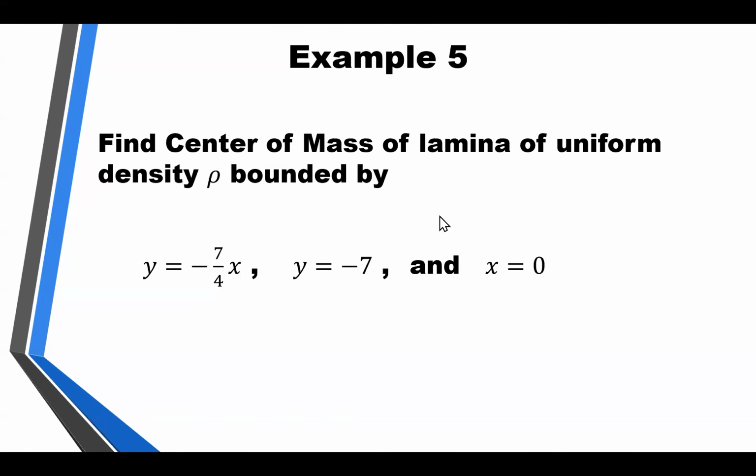Let's do another example. We're going to find the center of mass of the lamina of uniform density bounded by these three curves. y equals -7/4 x, y equals -7, and x equals 0. So this is going to have three sides to it. All of these are lines, so it's got to be a triangle, right? So we're looking for the center of mass of this triangle, and we'll use integration to find that.